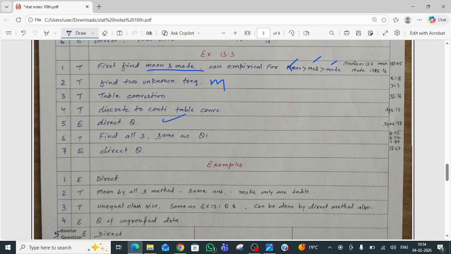Fifth is the easy question. Sixth is tricky. Find all three, same as question one. So tricky, you have to practice in writing. You have to solve without using a calculator. Seventh is again an easy question. Now we'll move to the example questions.